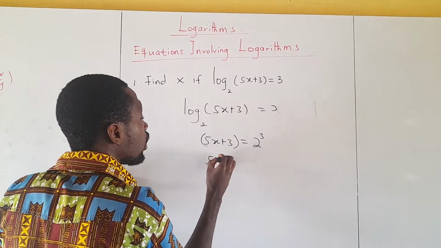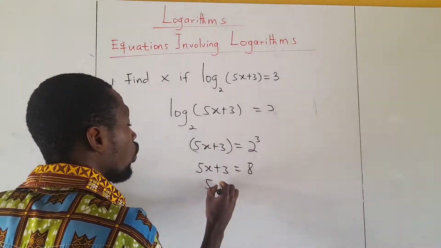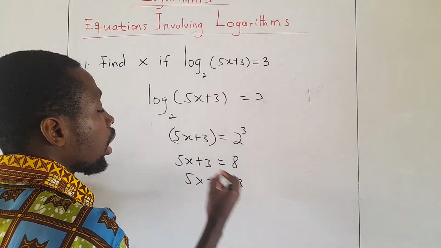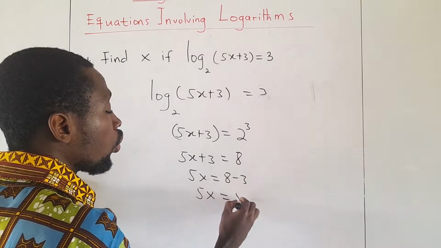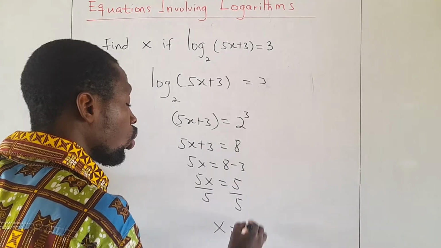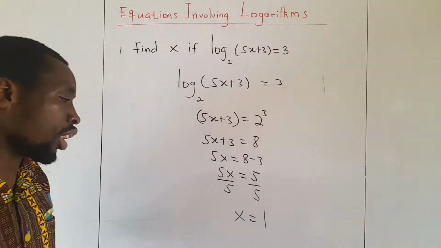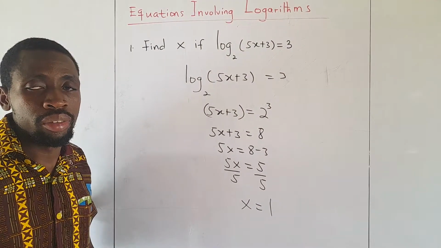So 5x plus 3 equals 8, since 2 exponent 3 is 8. So 5x will be equal to 8 minus 3, so 5x is equal to 5. When we divide both sides by 5, x will be equal to 1. This is very simple. We just use the property to get the answer.